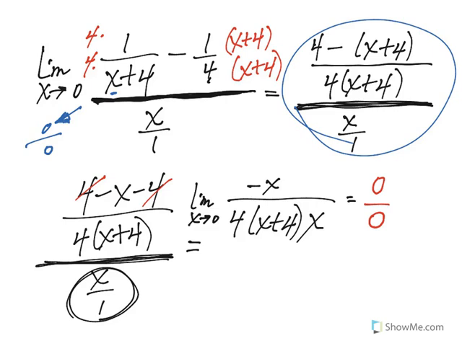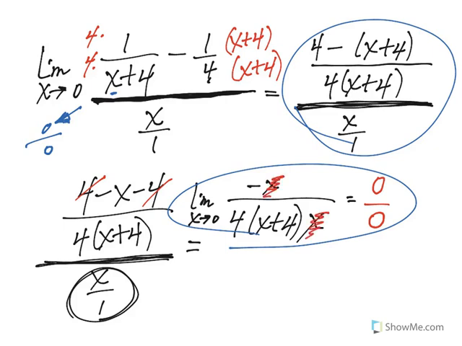Now, even though I've eliminated the complex part of the fraction, I've combined it into a single fraction, this part right here, it is still indeterminate. So now what I want to do is cancel these x's. So I'm going to cancel this x here with this x here. That leaves me a negative 1 on the top, and on the bottom I get 4 times x plus 4.